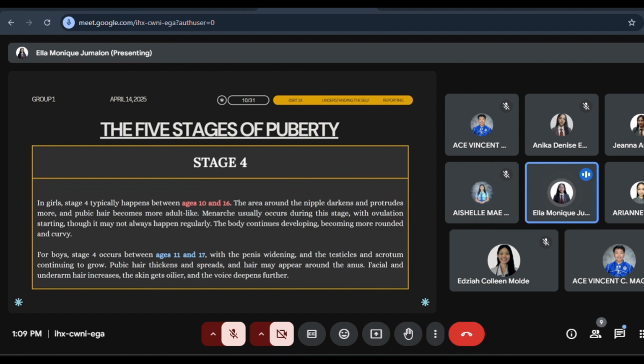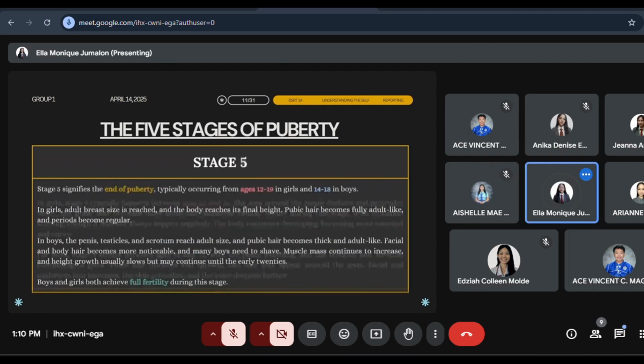For boys, this stage happens between ages 11 and 17. The penis becomes wider and adult-like, and the testicles and scrotum continue to grow. Pubic hair becomes coarser and spreads more, and hair might grow around the anus. Facial and underarm hair increase, and the skin becomes oilier. The voice continues to deepen, and the first signs of fertility may appear, typically around age 15, though this can vary widely among individuals. This is the final stage of puberty.